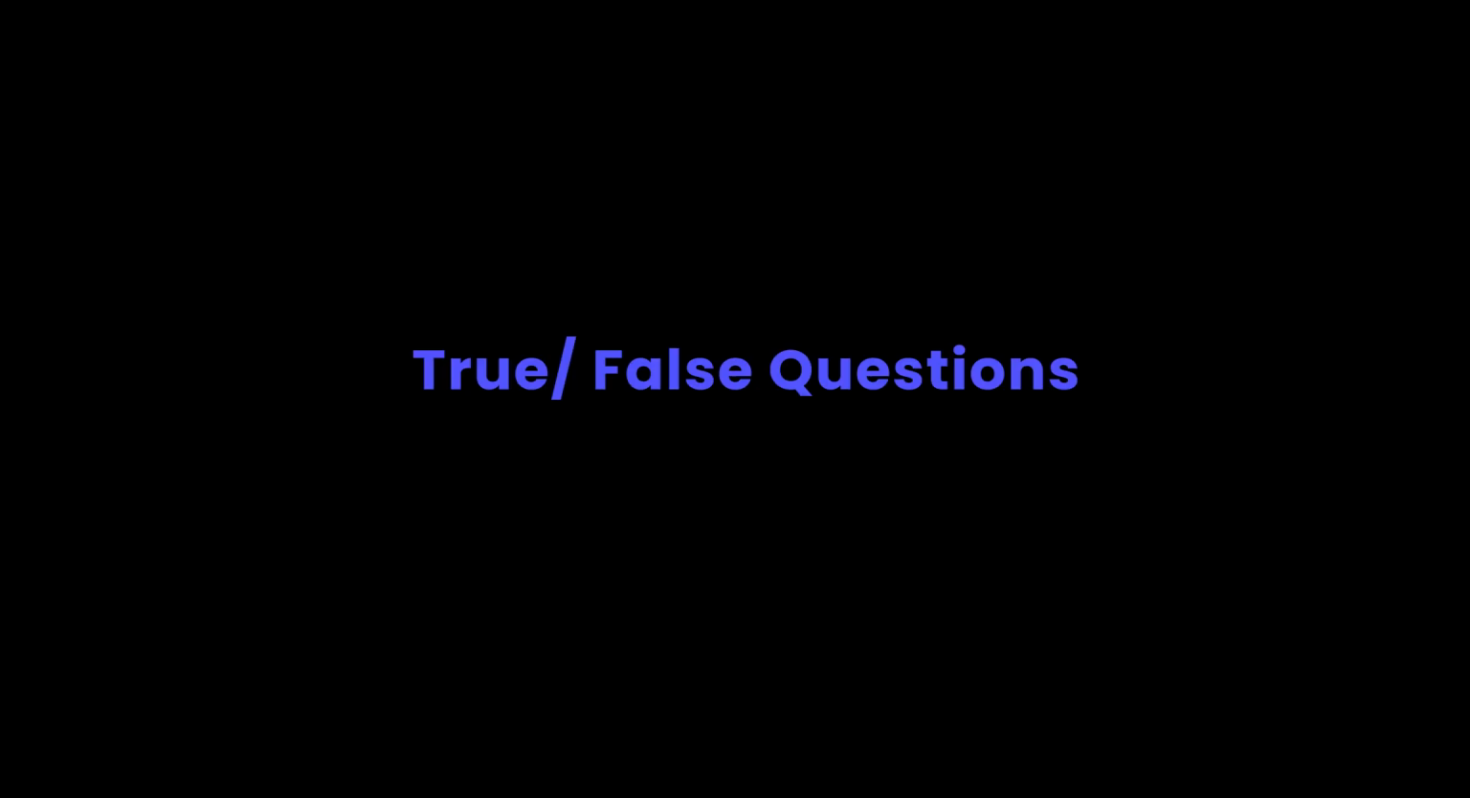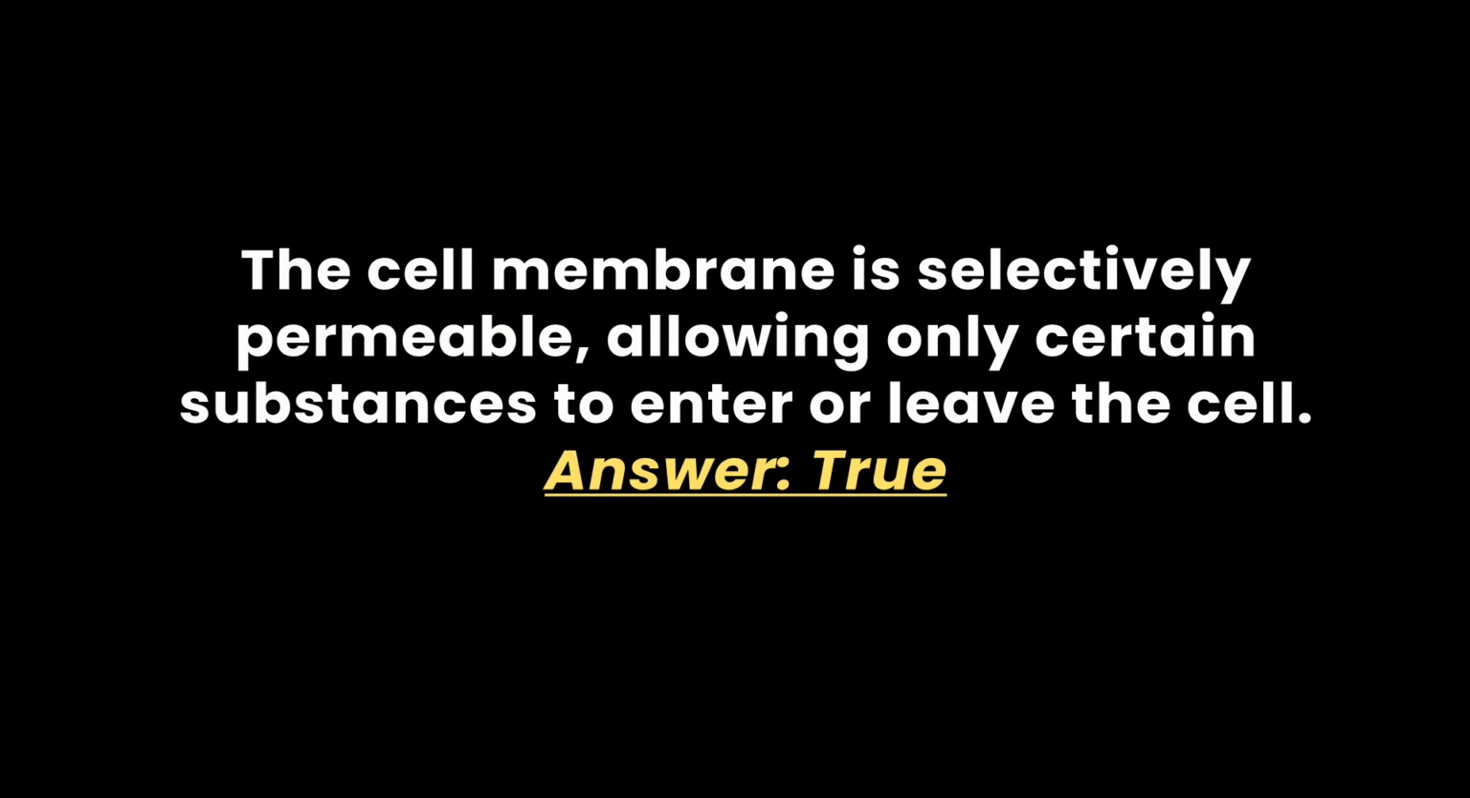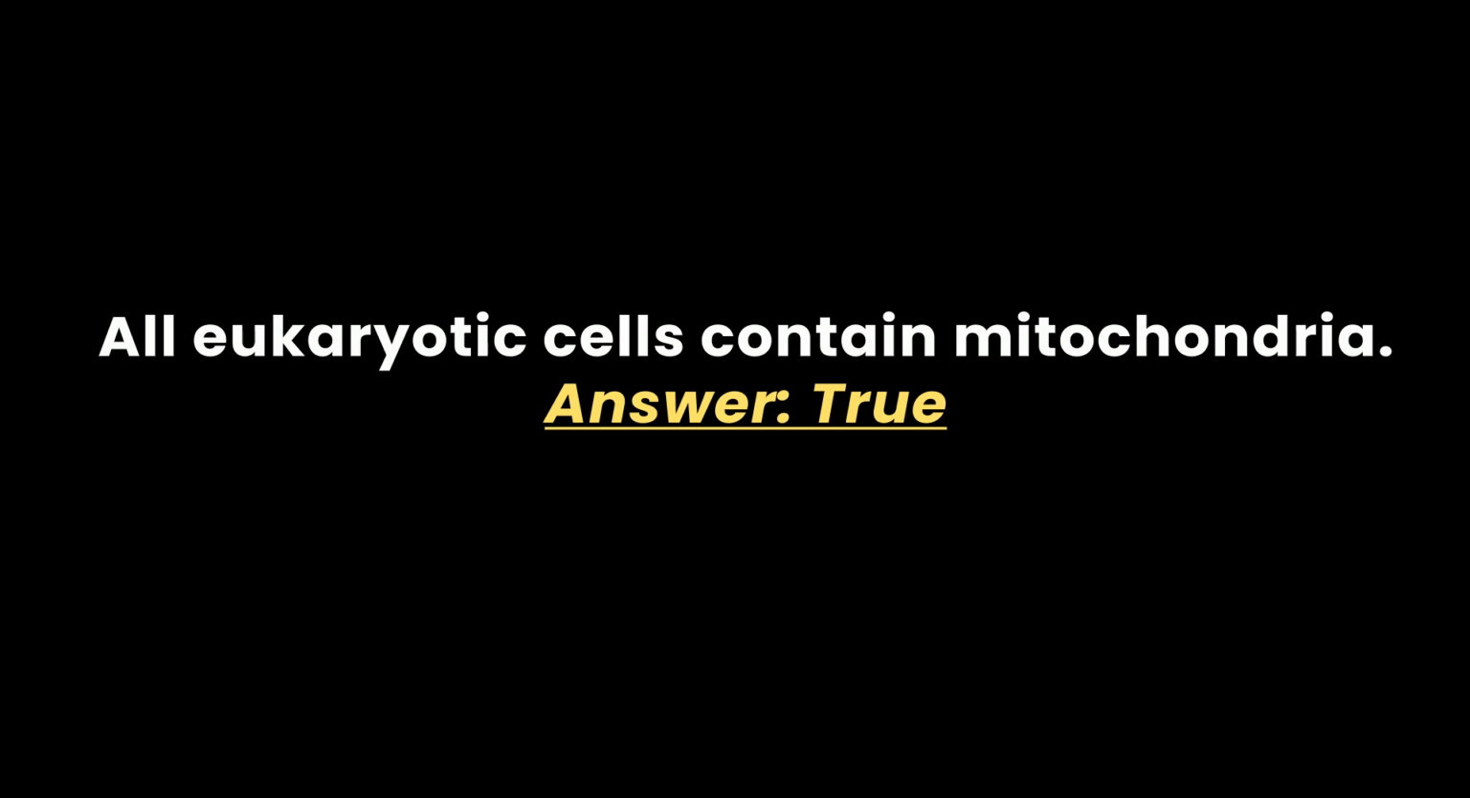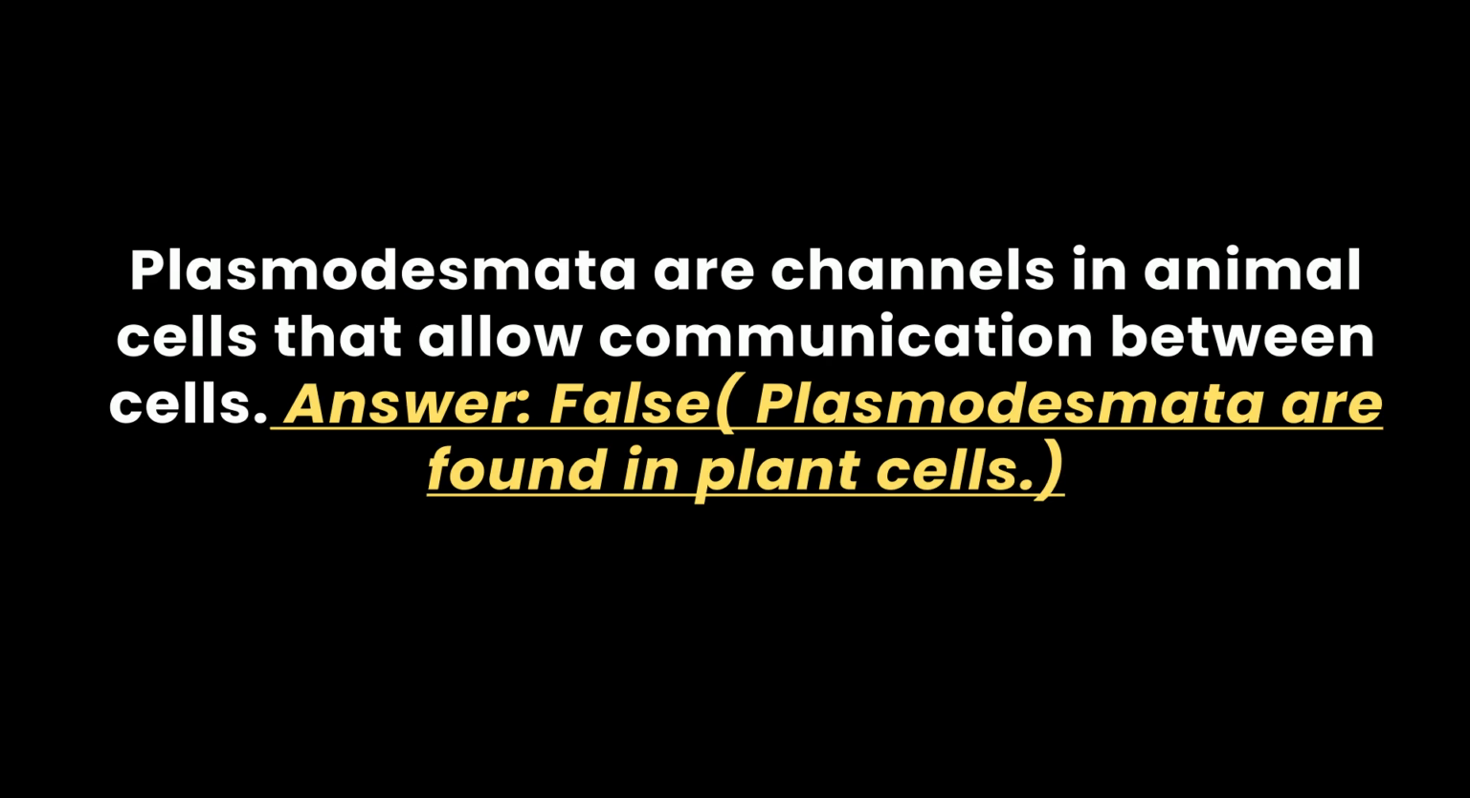True/false questions. The cell membrane is selectively permeable, allowing only certain substances to enter or leave the cell. Answer: true. All eukaryotic cells contain mitochondria. Answer: true. Plasmodesmata are channels in animal cells that allow communication between cells. Answer: false. Plasmodesmata are found in plant cells.